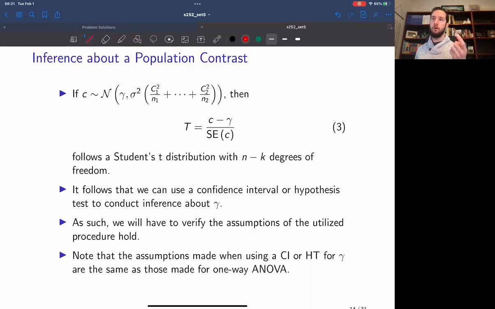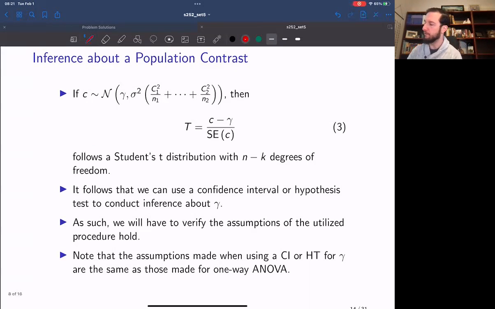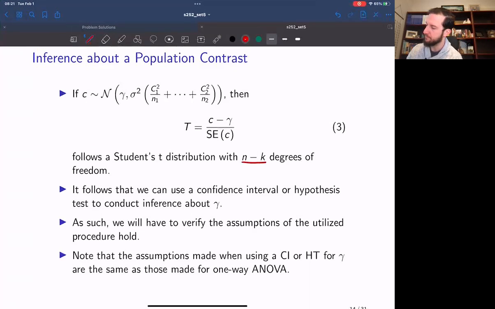So instead of using a test about one mean or a test about two means, we can do a contrast about multiple means, and it still is a t-test. Okay, and the test statistic is going to be the estimate minus gamma over the standard error. And it now has n minus k degrees of freedom. So that's an important point because we want to make sure we're using the right degrees of freedom in our test. Okay, so we're going to look at the structure of the interval and the hypothesis test momentarily.